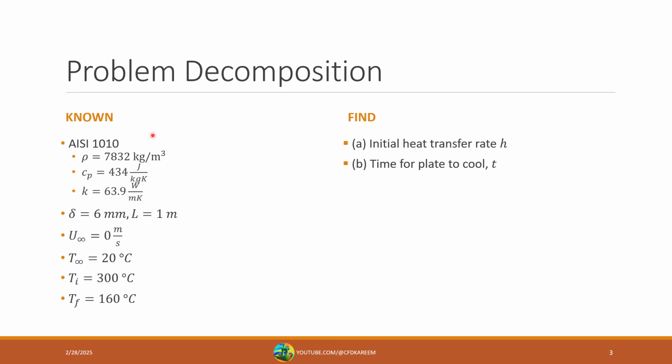So our knowns, which are given to us, is we know that the plates are AISI 1010 with these material properties taken at the film temperature. We know that the plates are 6 millimeters thick and have a length on each side of 1 meter. Our free stream velocity in this case is going to be 0 since it's free convection. Our ambient temperature is going to be 20 degrees C. Our initial temperature of the plates is going to be 300 degrees C, and our calculated film temperature is going to be about 160 degrees Celsius. So what we need to find in A is the initial heat transfer rate, q. And for B, we need to find the time t in seconds that it takes the plate to cool.